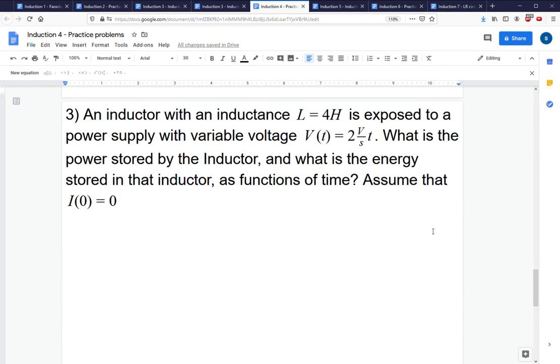Problem 3. An inductor with an inductance L equal to 4 henries is exposed to a power supply with a variable voltage given by V of t is equal to 2 volts per second times time. What is the power stored by the inductor, and what is the energy stored in that inductor, both as functions of time? You may assume that the current at time t equals 0 is 0.